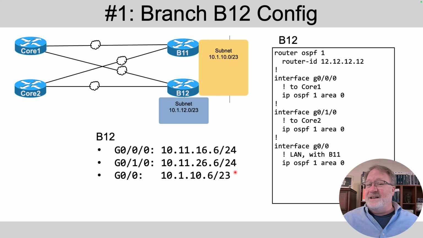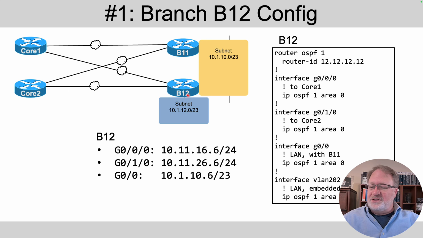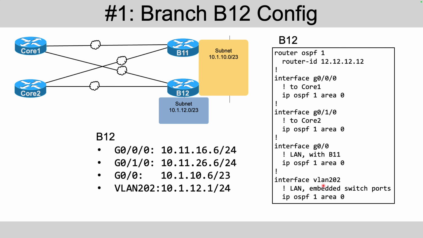Here we see the three interfaces with their IP addresses. But with B12 in this design, it's also got some embedded switch ports that are in VLAN 202. So in addition to that, here on B12, we've got interface VLAN 202 with OSPF enabled. If you left that out, then B12 would not advertise this subnet, the subnet that's off of VLAN 202. All right, so that's an easy thing to overlook in this config, so make sure you added that.